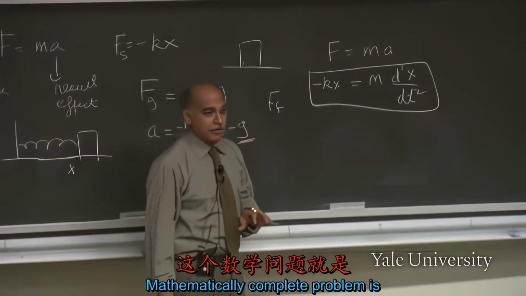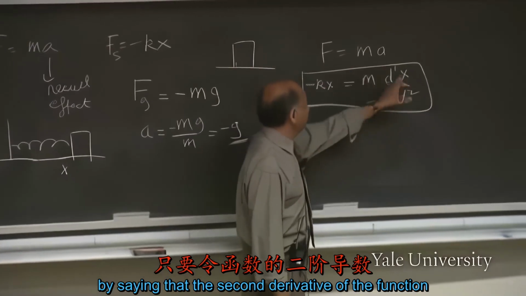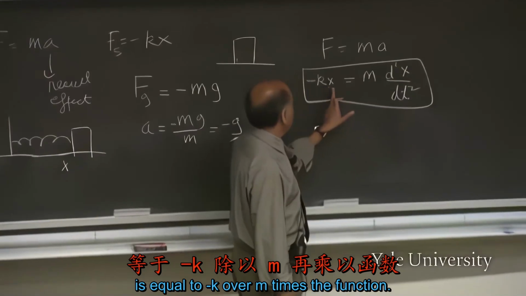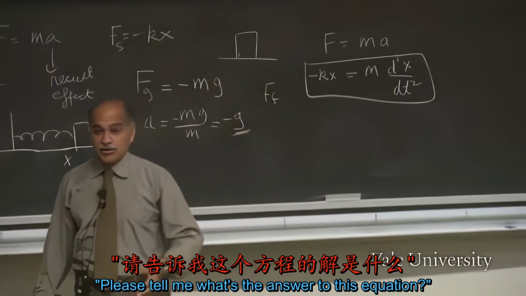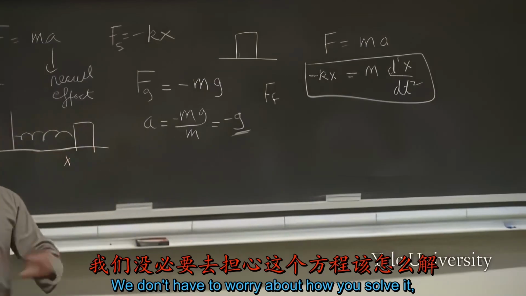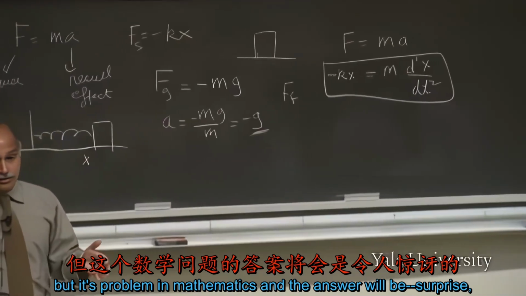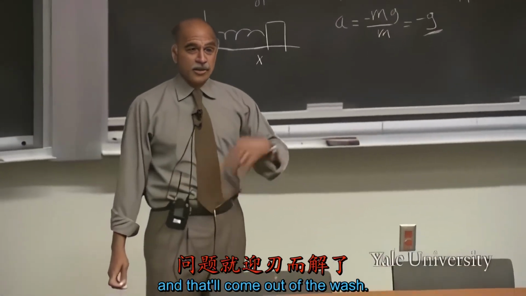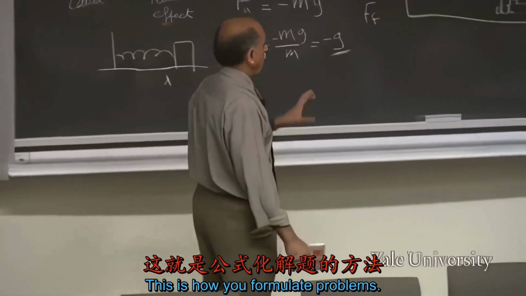The mathematically complete problem is that you can find the function x of t by saying that the second derivative of the function is equal to minus k over m times the function. Then you go to the math department and say, please tell me what's the answer to this equation. We don't have to worry about how you solve it, but it's a problem in mathematics, and the answer will be, surprise, oscillating back and forth, and that will come out of the wash. But this is how you formulate problems.